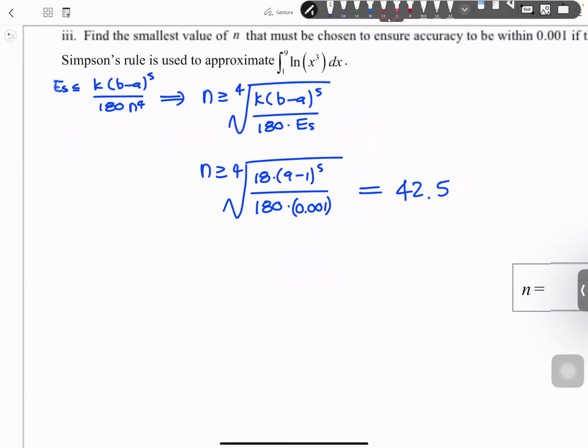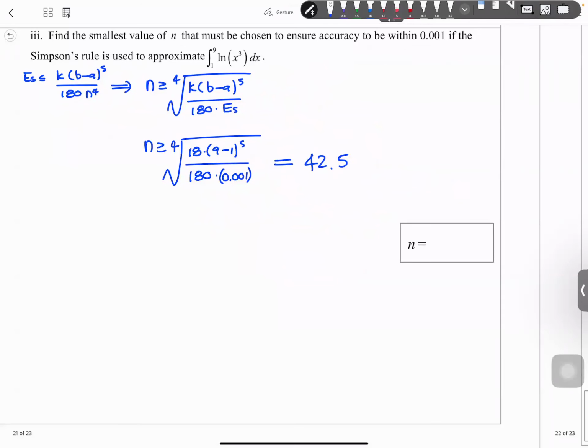42.5. So what are we going to report as our answer? How about 44? You have to round it. So n is a natural number, has to be a positive integer. But furthermore, because this is Simpson's rule, n has to be even. So for Simpson's rule, we round it to the next even integer. So in this case, 44. All right. Any questions here?